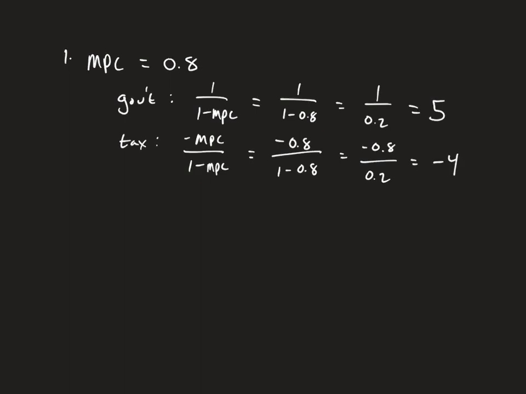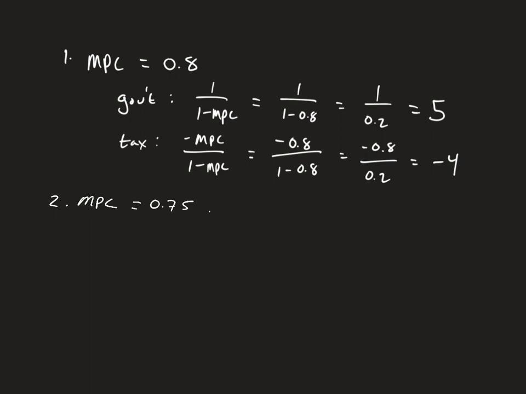What you'll always notice, holding all else constant, if we're just looking at the multipliers, is that the government spending multiplier will always be 1 additional unit above the absolute value of the tax multiplier. So if the tax multiplier is negative 4, as we see here, then the government spending multiplier would be positive 5.